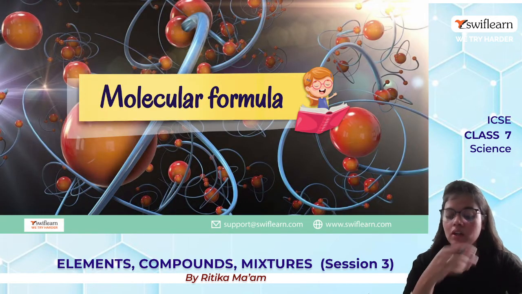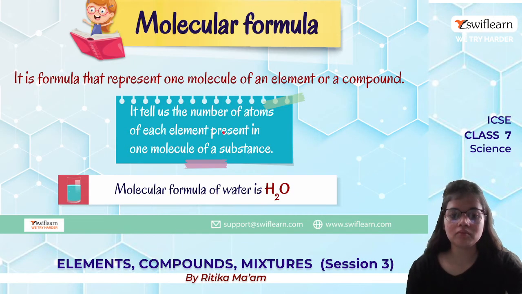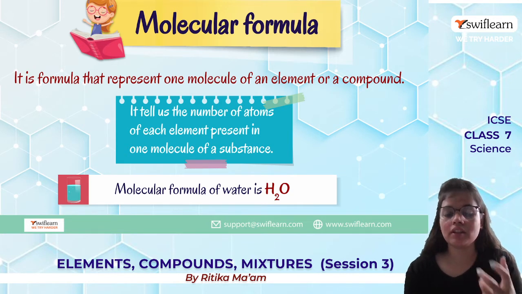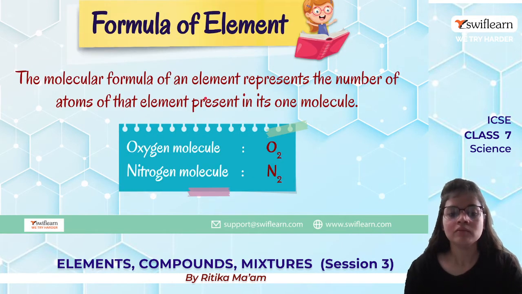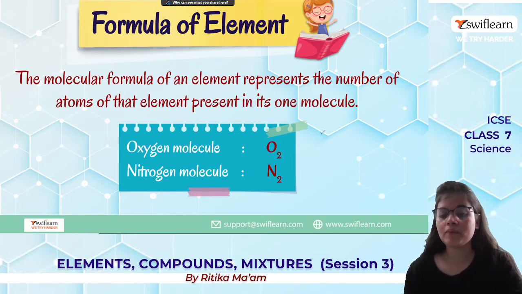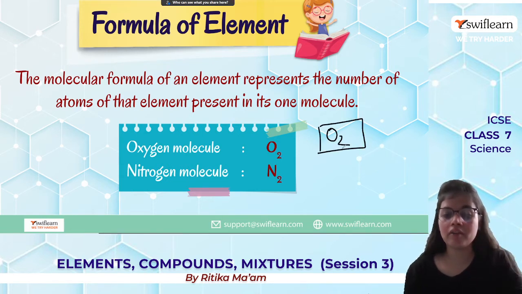Now talking about the molecular formula. In elements, we represent them by using their symbol, right? Similarly, for molecules, we have their formula. So what does it tell? It tells the number of atoms of each element that are present in one molecule of a substance. For example, if I talk about O2, it tells that in one molecule of oxygen we have 2 atoms of oxygen.